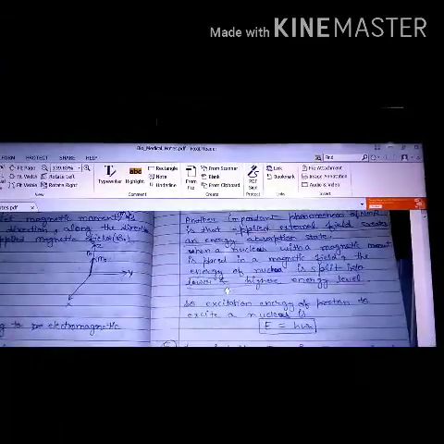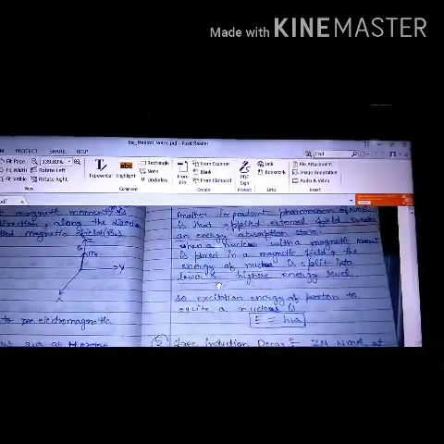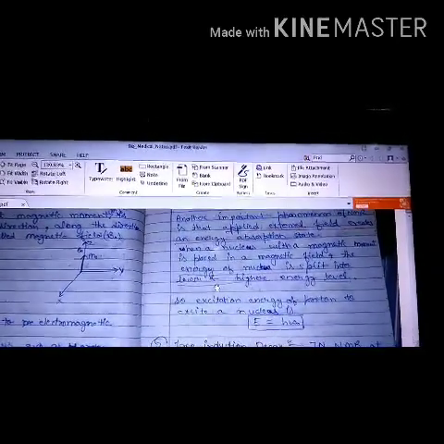Okay, this is all for the present lecture. In the next lecture we are going to look at the other three principles which are involved in NMR.